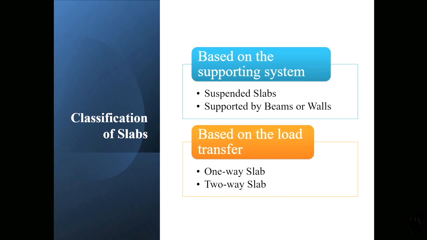And if you look at the slab supported by beams, we can classify into two different cases: one-way slabs and two-way slabs. A one-way slab is a slab supported by only both sides. A two-way slab is supported by beams on all four sides, or three sides at least.